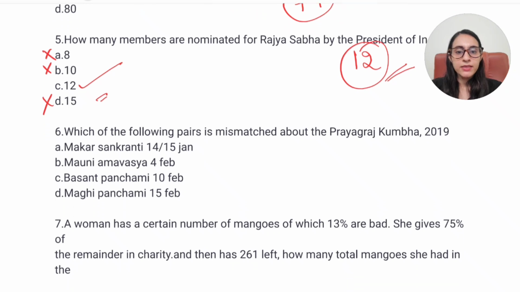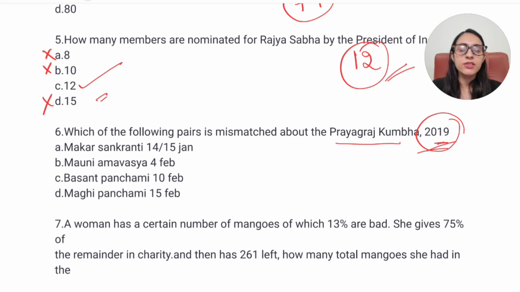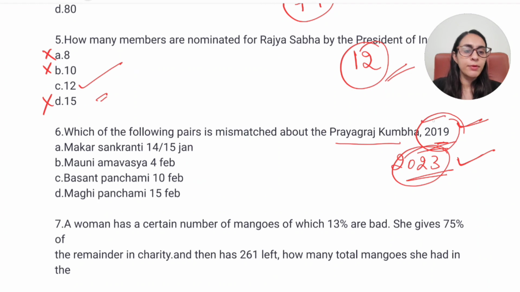Which of the following pairs is mismatched about the Prayagraj Kumbh 2019? So it is asking about 2019, which of the following is mismatched, since this is a 2019 paper. For a 2023 paper, you should have the calendar for the 2023 exam. And since it is a 2019 paper, they have asked about the same year. So read the same year.